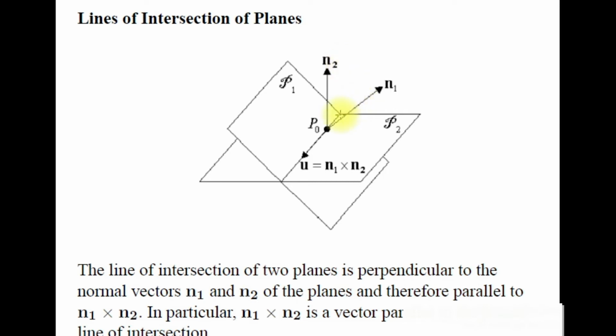So if we take the cross product of vector n1 and vector n2, such a vector is parallel to the line of intersection of the planes. The line of intersection of two planes is perpendicular to the normal vectors n1 and n2 of the planes and therefore parallel to vector n1 cross vector n2. In particular, vector n1 cross vector n2 is a vector parallel to the line of intersection of the planes.